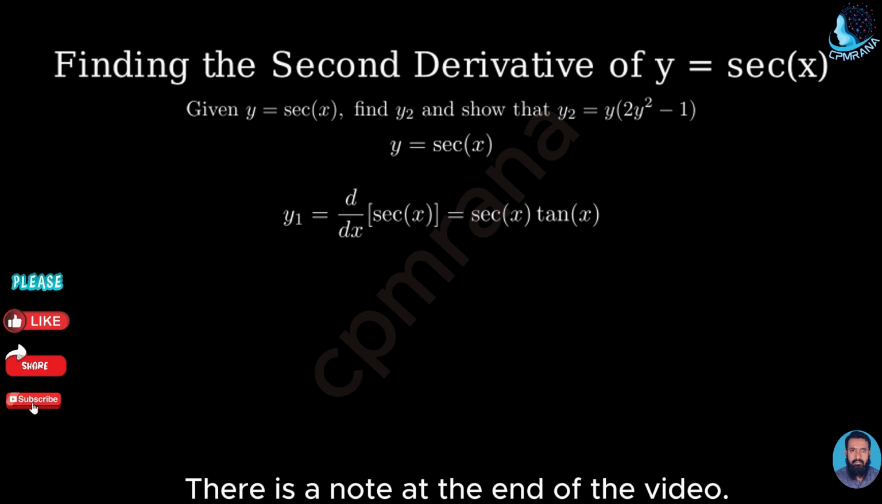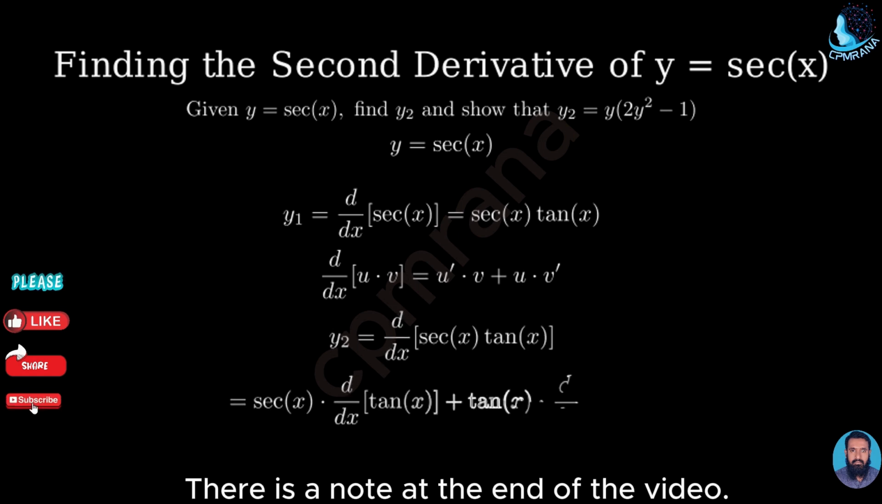Now for the second derivative, we need to differentiate y1. Since y1 is a product of two functions, we'll use the product rule. Remember, the product rule states that the derivative of u times v equals u prime times v plus u times v prime. Let's apply the product rule to y1.